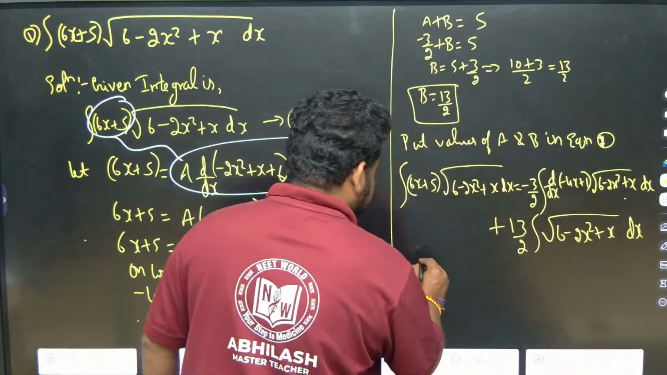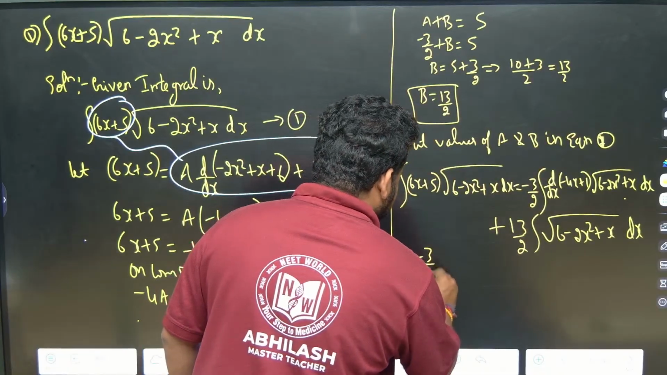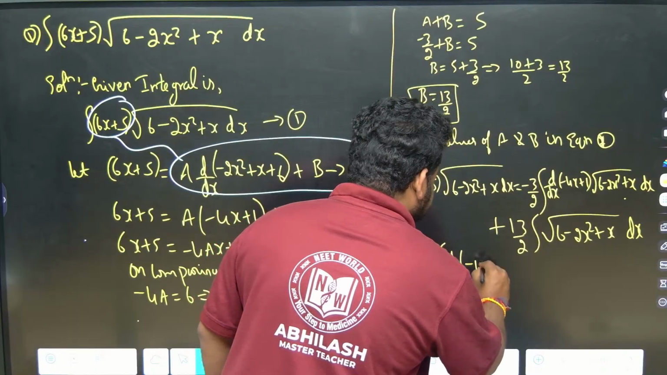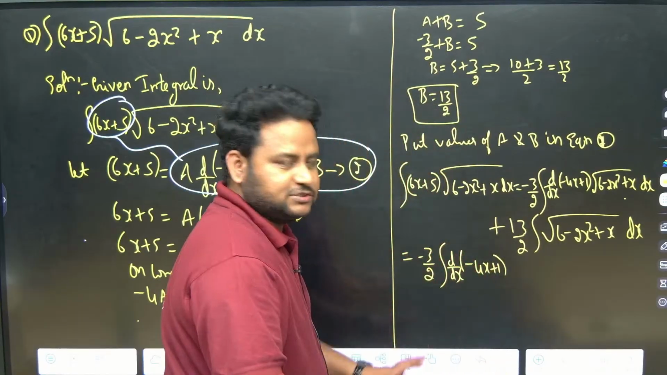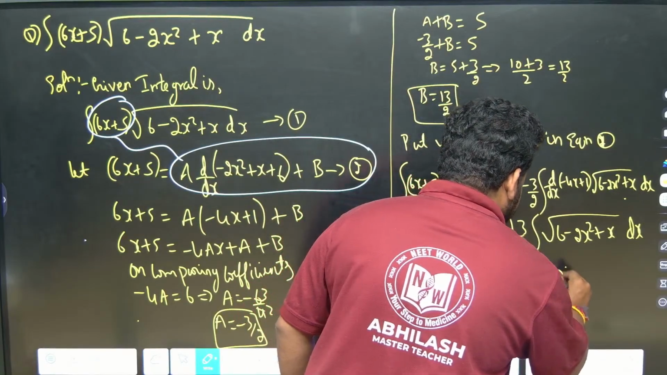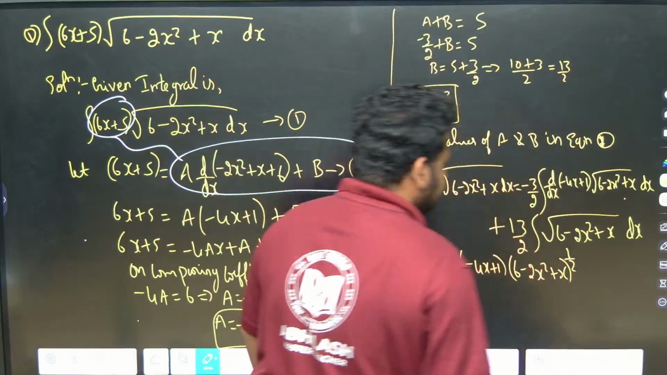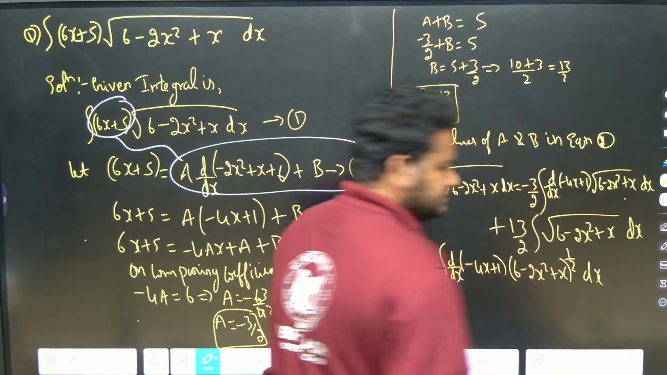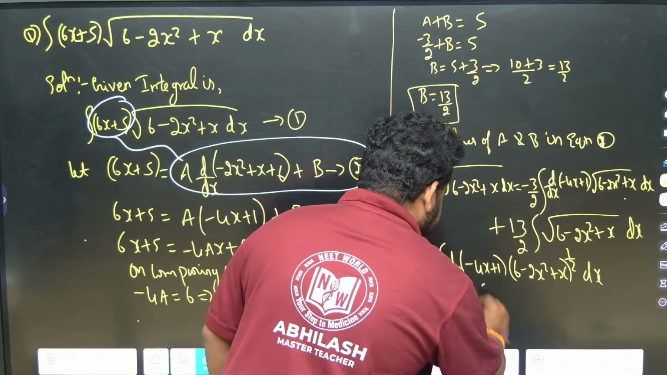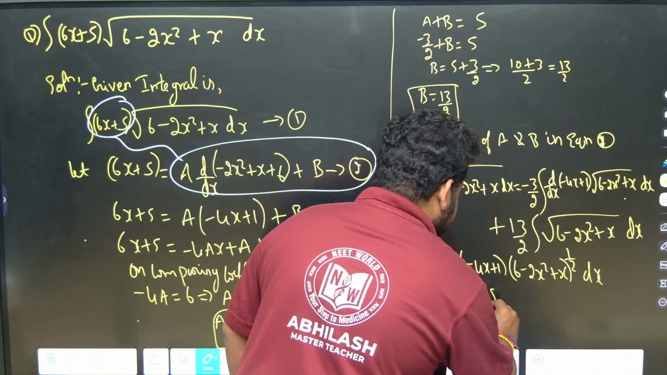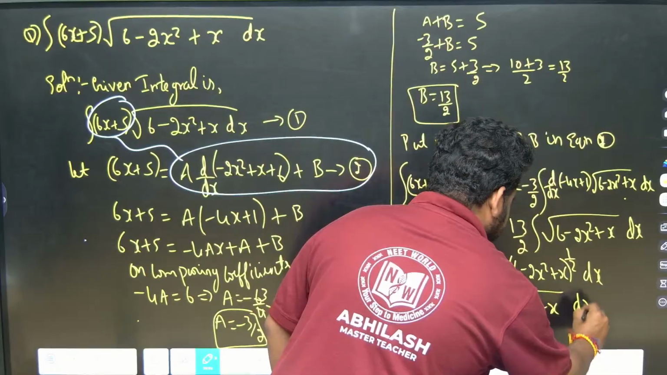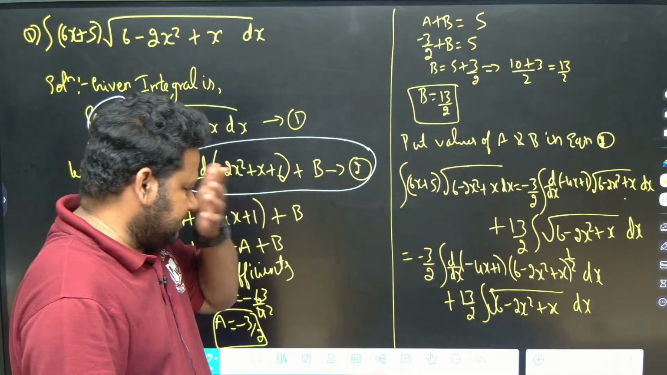So here I can write this with one more step. This will be equal to minus 3 by 2 into integral of d by dx of minus 4x plus 1... I can write it as 6 minus 2x square plus x to the power of 1 by 2 dx. Now this plus 13 by 2 into integral of this, I can write as square root of 6 minus 2x square plus x dx. Okay, this is the thing we will get.